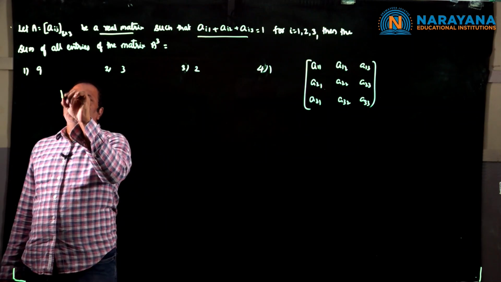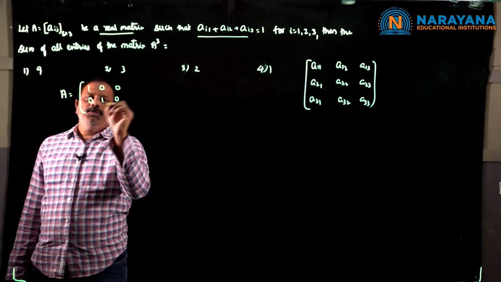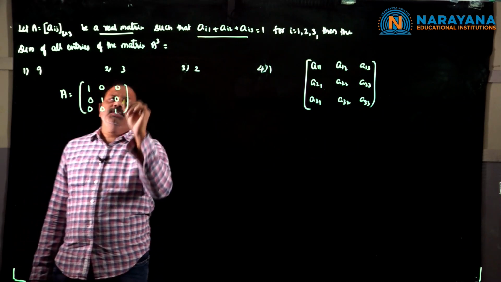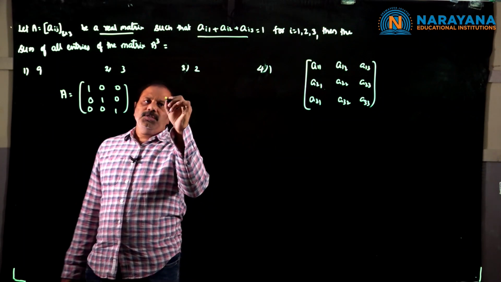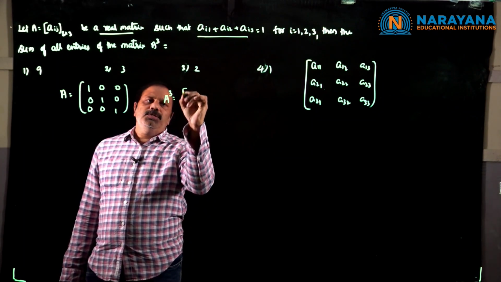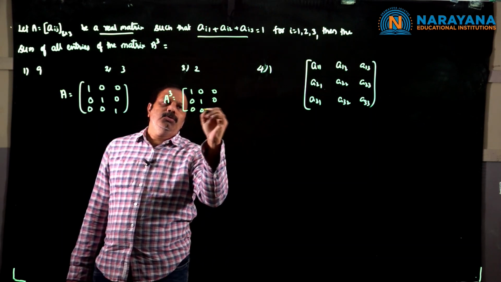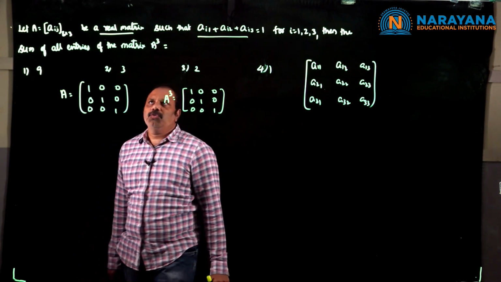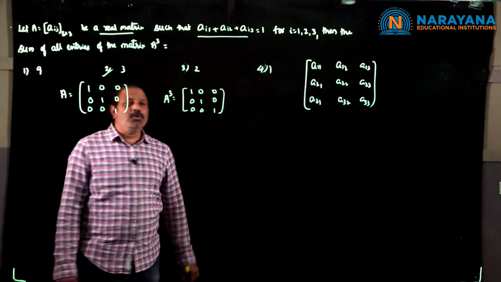Let us take A is equal to 1, 0, 0, 0, 1, 0, 0, 0, 1. Because he is taking a general matrix, the result will be true for everything. Because this is an identity matrix, A cube is equal to 1, 0, 0, 0, 1, 0, 0, 0, 1. Here the sum of the elements is 1 plus 1 plus 1, which is equal to 3. You may have a doubt.